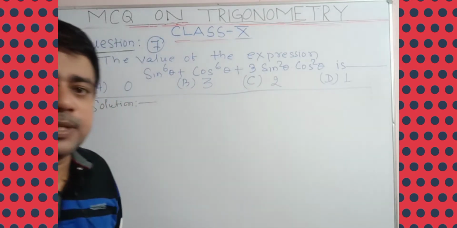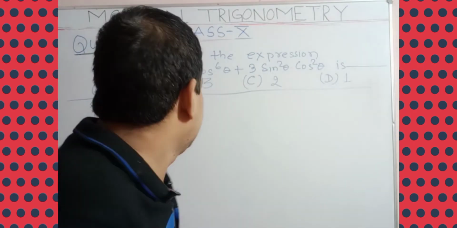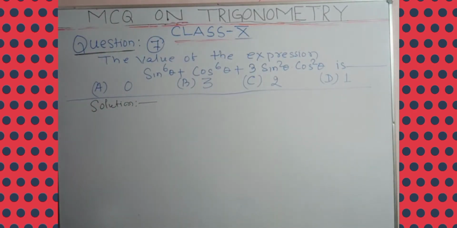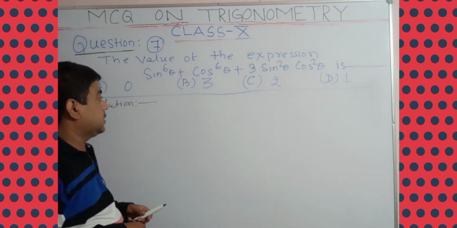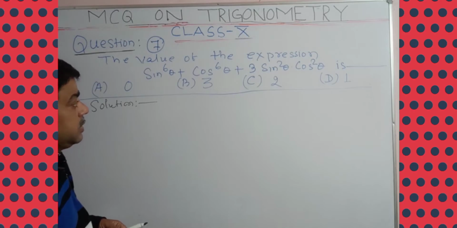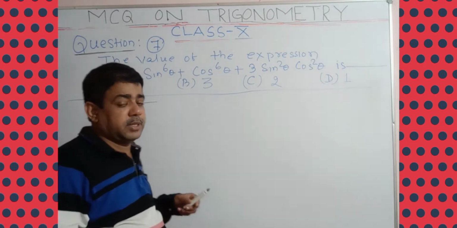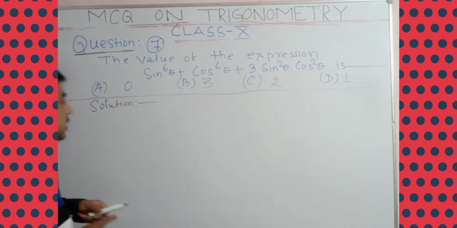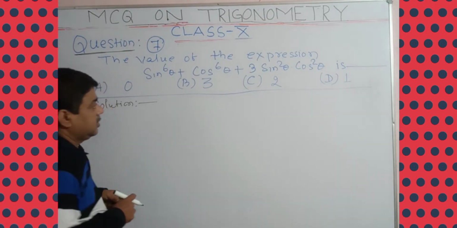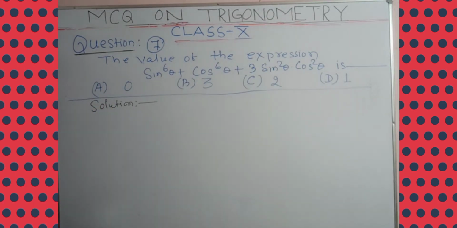Okay, question number 7 for you. Here the value of the expression sin to the power 6 theta plus cos to the power 6 theta plus 3 sin square theta into cos square theta is: option A 0, option B 3, option C 2, and option D 1. Understand? We should find out the value of the required trigonometric expression.